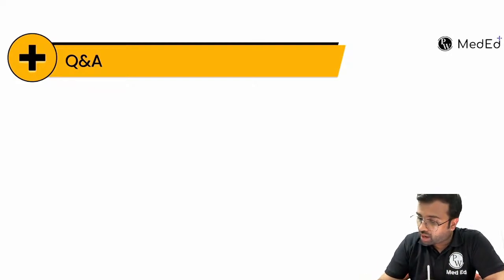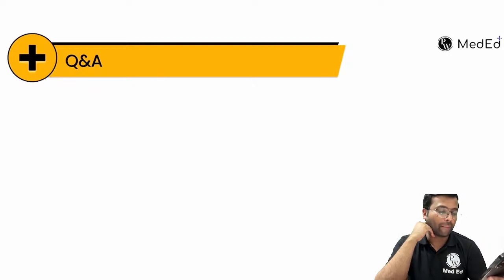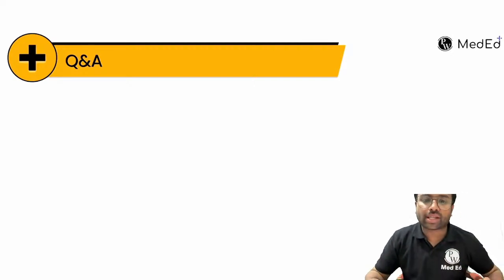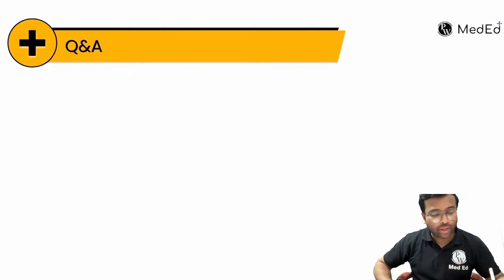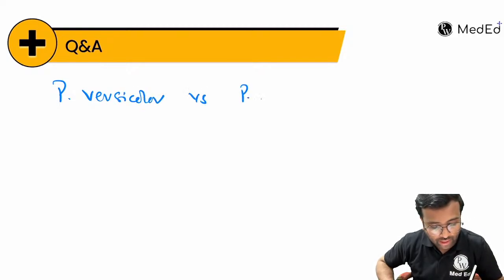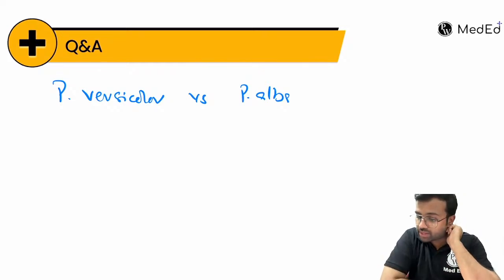Please reply: how do you differentiate hypopigmentation due to pityriasis versicolor versus pityriasis alba on a child's face? Okay, so let me answer some of the queries that you have. The first query is a patient who is having pityriasis versicolor versus pityriasis alba.